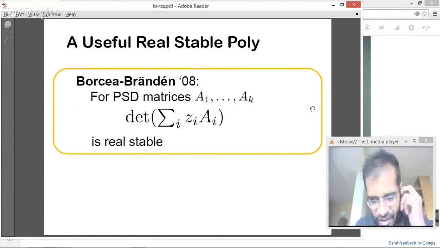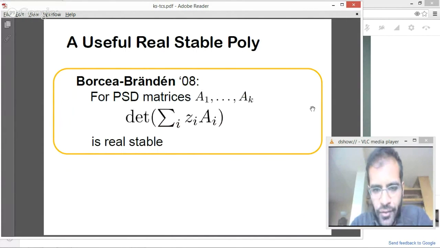I need to start with something that's real stable, right? I showed you what preserves real stability, but I need to start with something. So there's a canonical polynomial that one always starts with in these proofs, and it's the following. It's a determinant. Borcea and Brändén wrote this in their paper in 2008: if you have positive semi-definite matrices A1 through Ak, then the polynomial determinant of the sum of zi Ai, where the zi are variables, so this is a k-variate polynomial, is real stable. This also has a 2 or 3 line proof that you can do as an exercise.